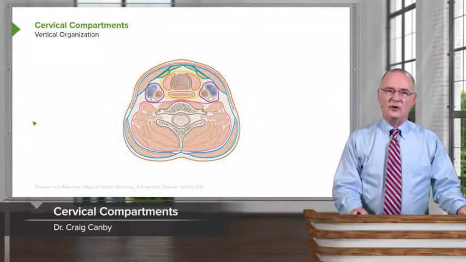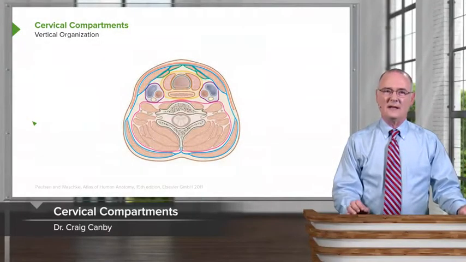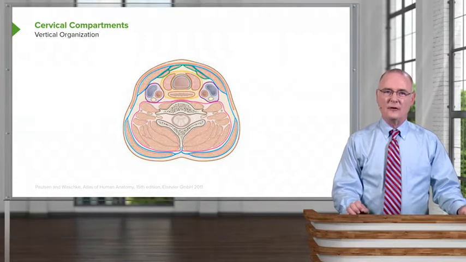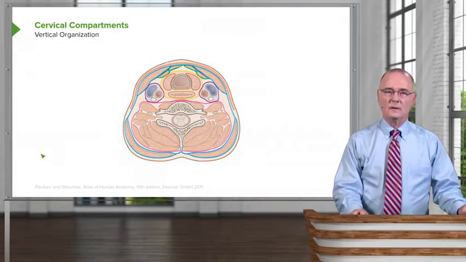Our next stop on this journey of the neck is to look at the cervical compartments. The cervical compartments, of which there are 4, are organized in a vertical direction. Let's take a look at the first compartment.